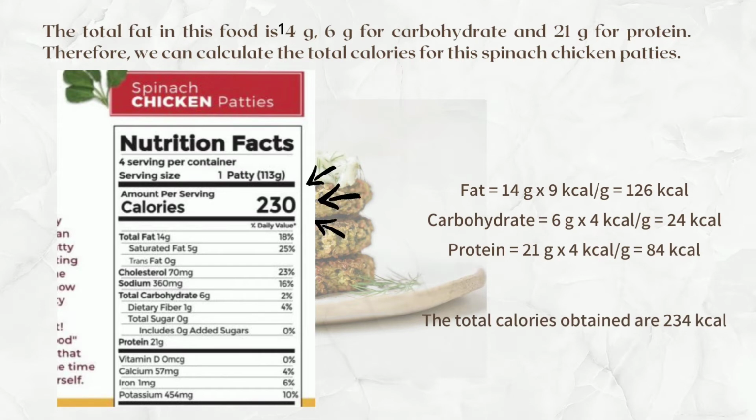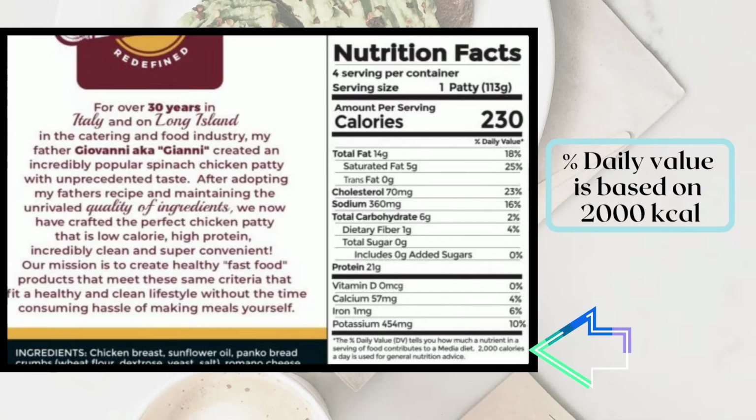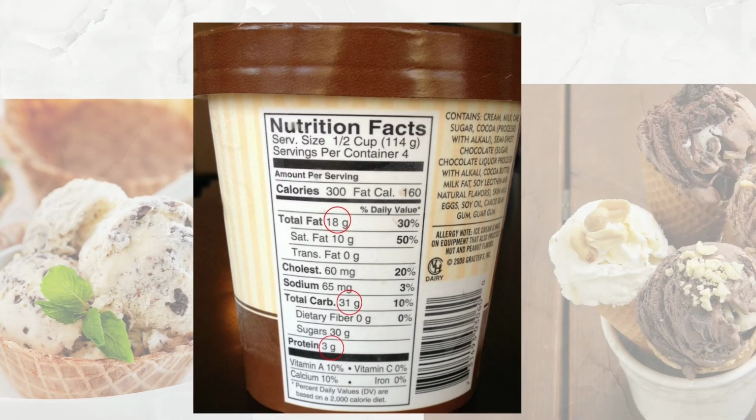Actually, from the nutrition facts label, you can know the total calories contained in fat, carbohydrate and protein in certain types of food. For this patty, the number of calories stated is 230 kilocalories for one serving, which is slightly different from the calculated total calories. But it's okay. And yes, at the bottom, it stated that the percent daily values are based on 2000 calories per day, which is generally for an average adult. But is it always? Nope. Many people eat less than that and many people also eat more than that. Okay, let's move to the next one.